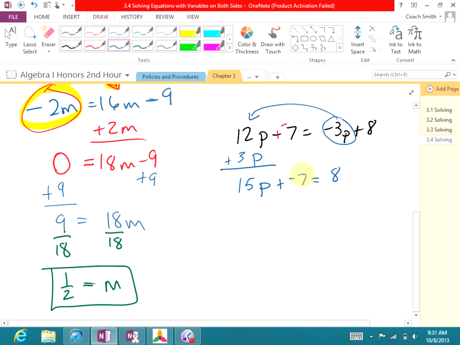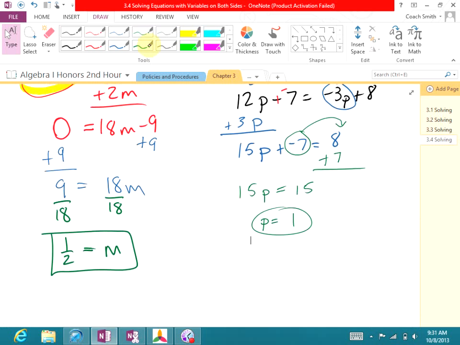Now, the same thing I did with the variable I can do with this. I can take it over to the other side and it just becomes a positive. That's if I've changed the subtraction. I'll show you here in a second if you didn't change it how it works. It works the same way. So that gives me 15p equals what? 15. Which means p is equal to 1.